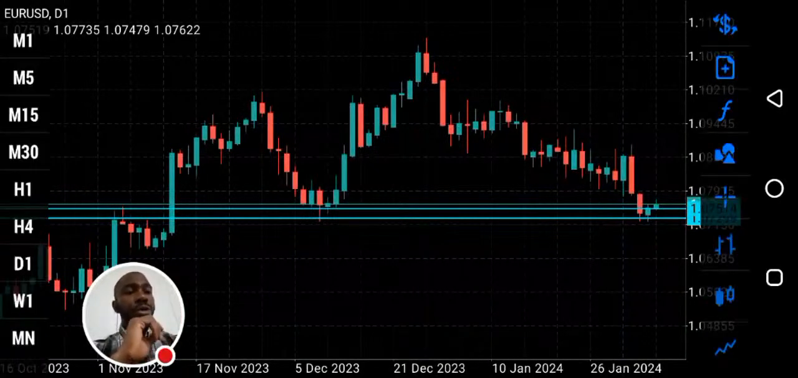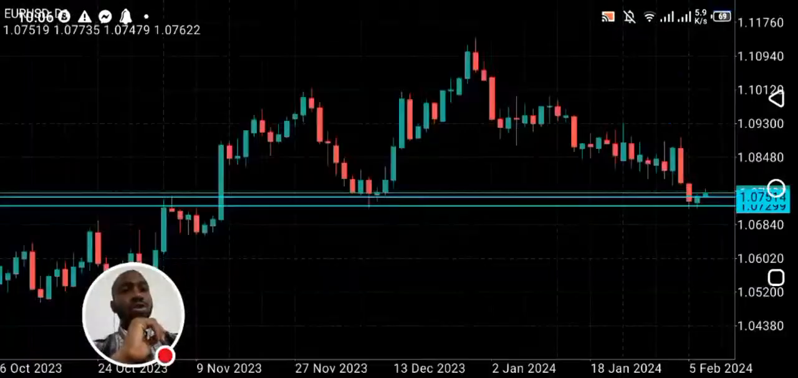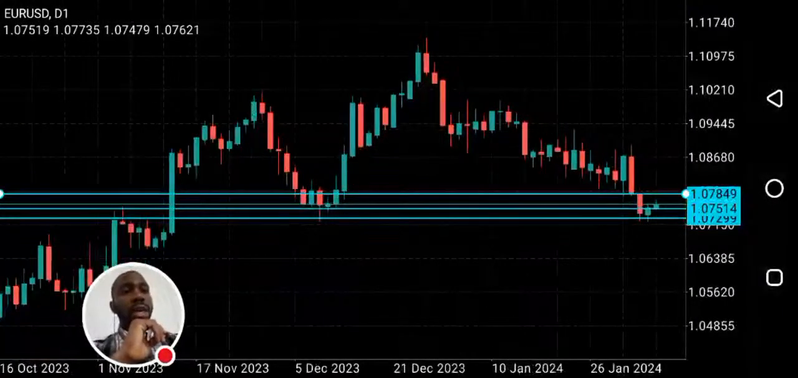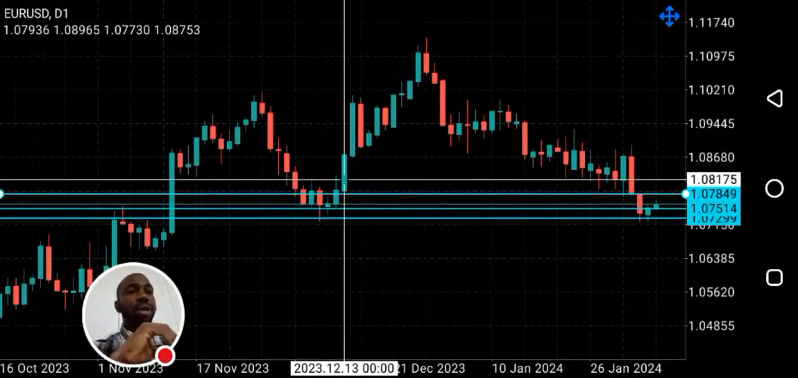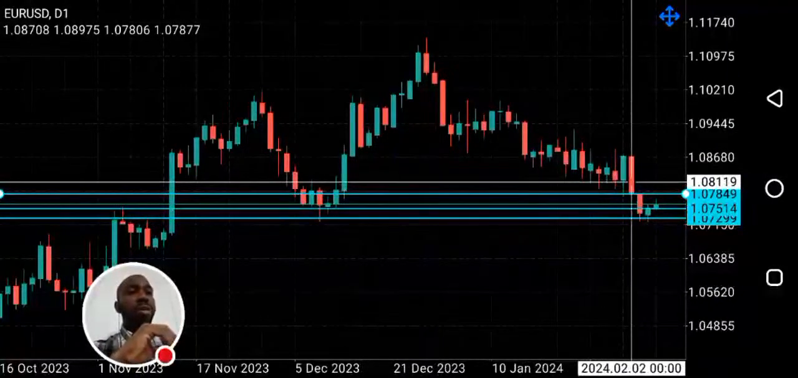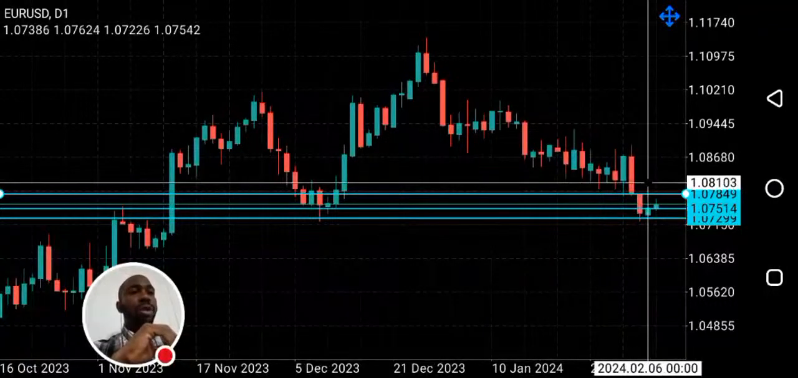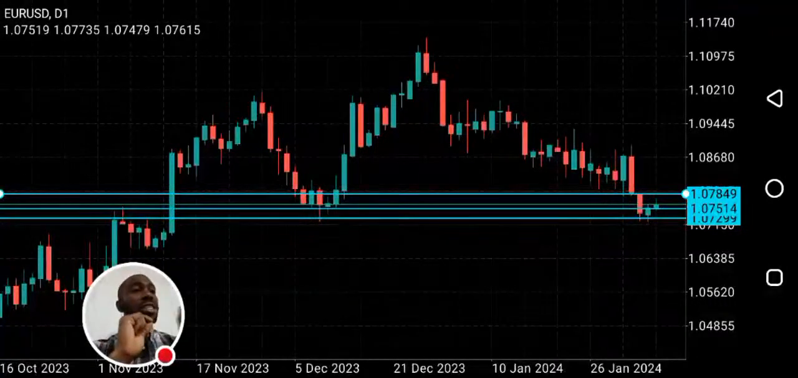Now, if we're looking just at the daily time frame, we should wait for price to break the high of this previous bearish candlestick, the bearish candlestick before the spinning bottom. That will be a good price to buy Euro USD. So that's it on the daily time frame.